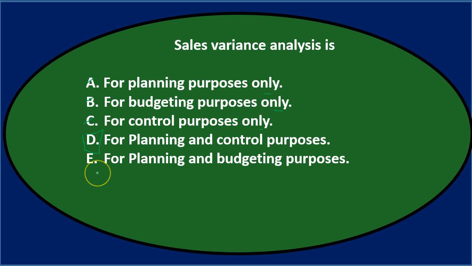Now, E seems fairly reasonable, the planning and budgeting purposes, but budgeting we might think of as a more comprehensive strategy, which is going to include more than basically just the sales variance. So we're going to keep it with D then, final answer. Sales variance analysis is D for planning and control purposes.